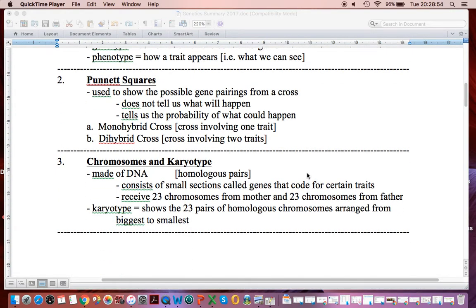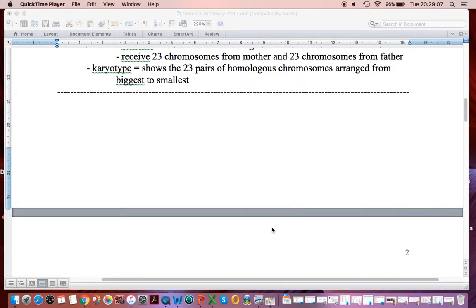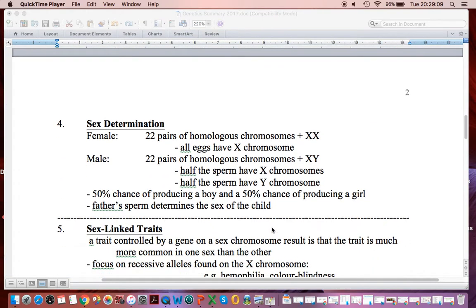We briefly showed you karyotypes, and the karyotypes simply rank the chromosomes in pairs from biggest to smallest. And on the next page we talk about the 22 pairs plus the sex chromosomes. So we'll get to that now. So we know a female has 22 pairs of homologous chromosomes, and they have 1 pair of sex chromosomes, the X and the X. The male, 22 pairs, but now they have the X and the Y was significantly shorter.